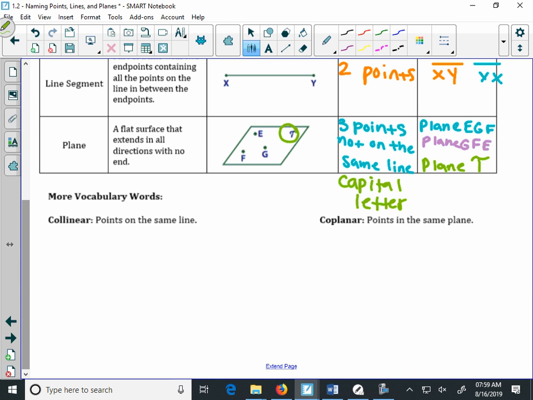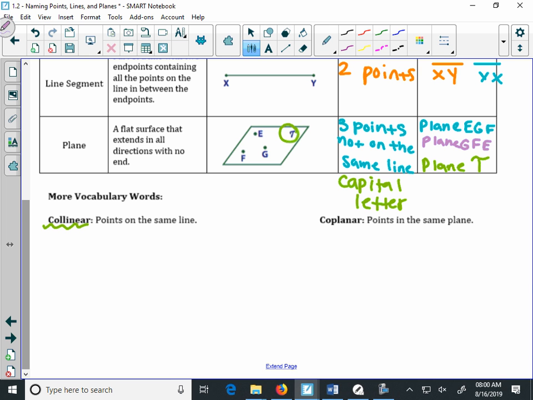More vocab words is collinear. Collinear means points on the same line. Kind of has the word line in it. Co kind of means same.